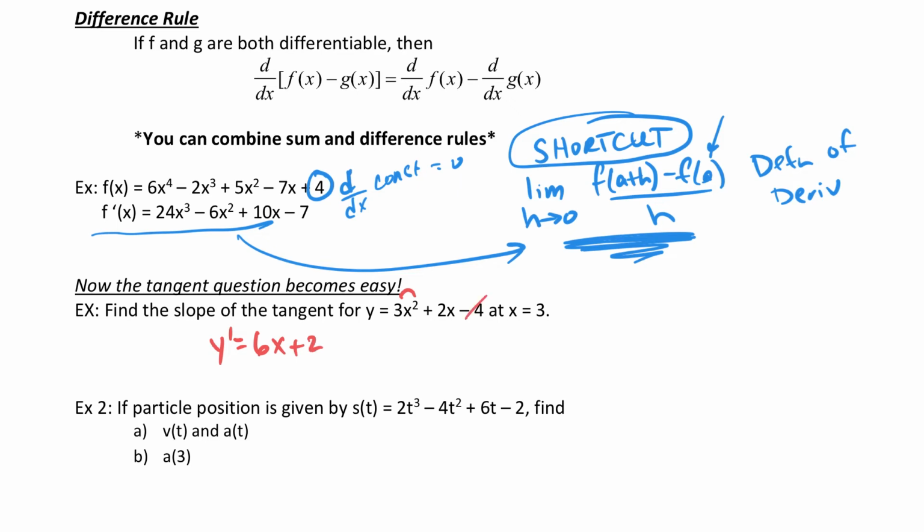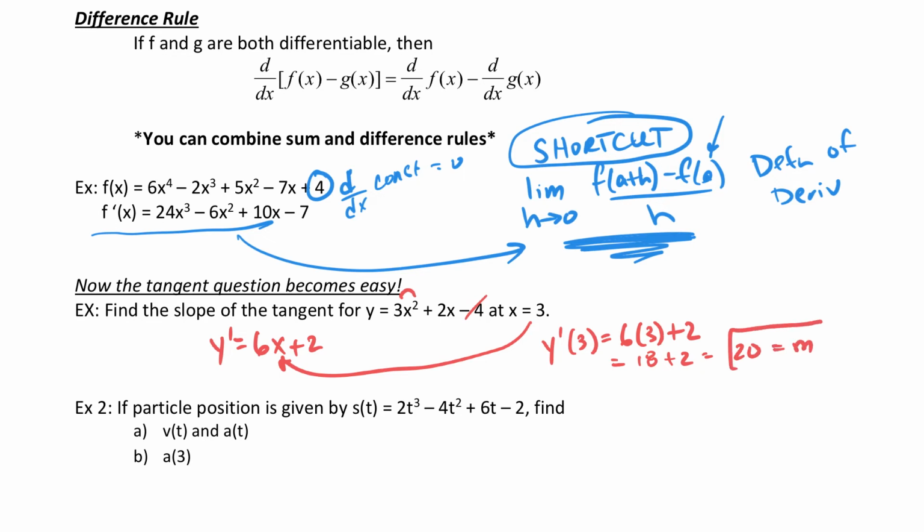Now I want it at 3, so I'm going to go ahead and plug the value of 3 in. So I'll get y prime of 3 becomes 6 times 3 plus 2, which gives me 18 plus 2, which is 20. And that's the slope of the tangent line.